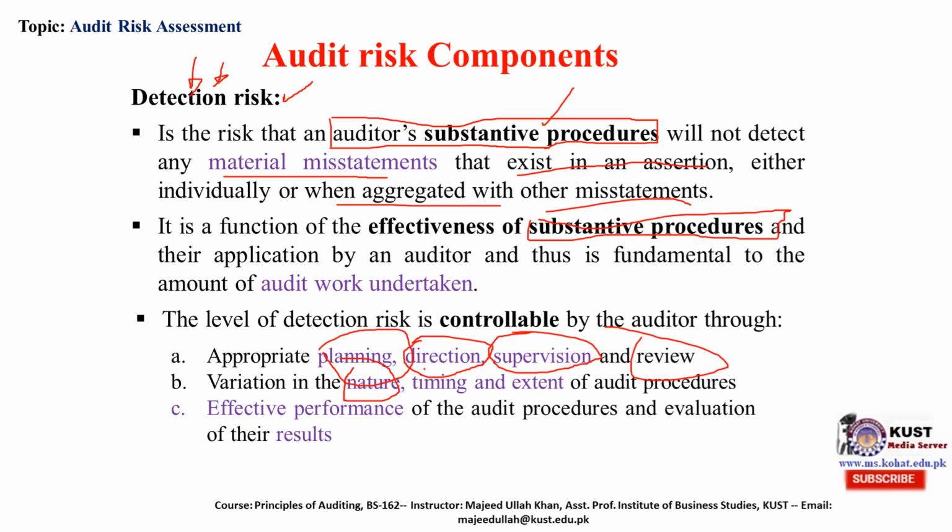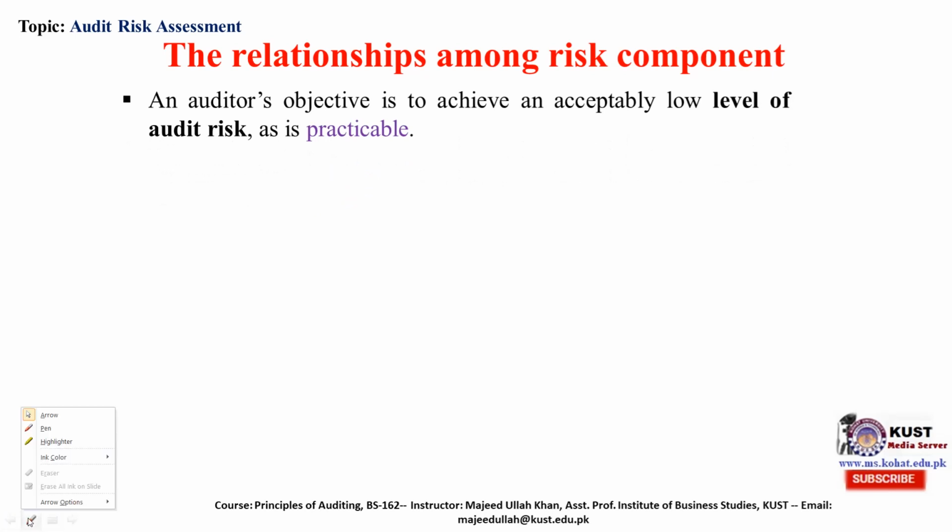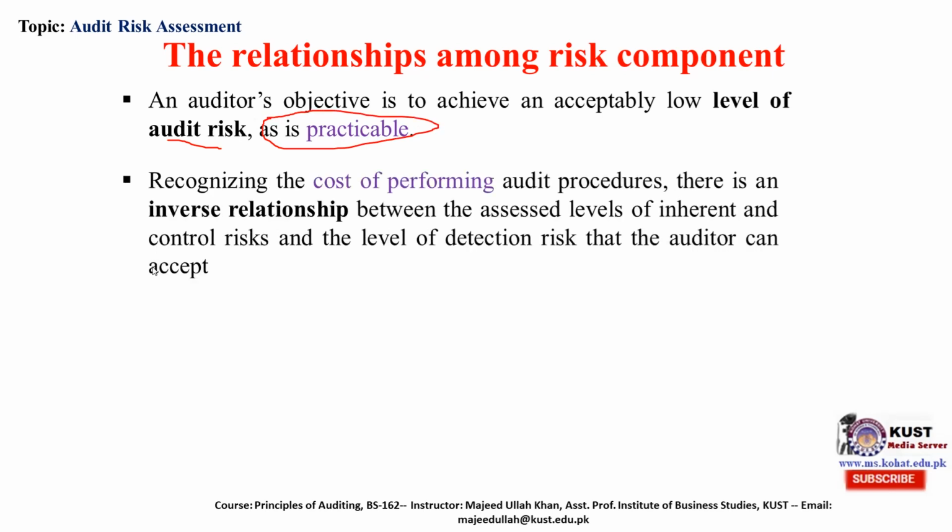Variation in the nature, timing, and extent of audit procedures, so that the auditor always changes his audit procedures, will lead to reduced detection risk. Effective performance of audit procedures by the audit team and then evaluating its results will reduce the detection risk. Relationship among risks: the auditor's objective is to achieve an acceptably low level of audit risk. Recognizing the cost of performing the audit procedures, there is an inverse relationship between the assessed level of inherent and control risk and the level of detection risk the auditor can accept.